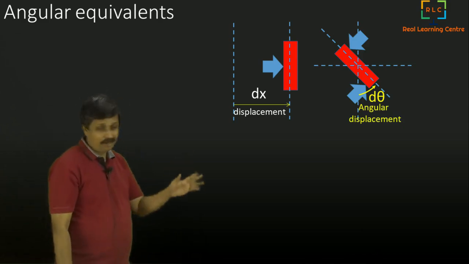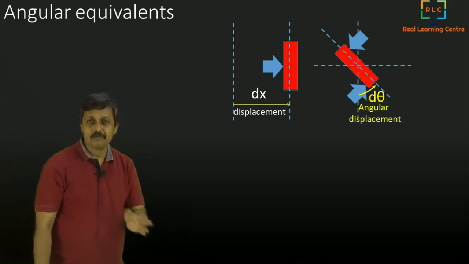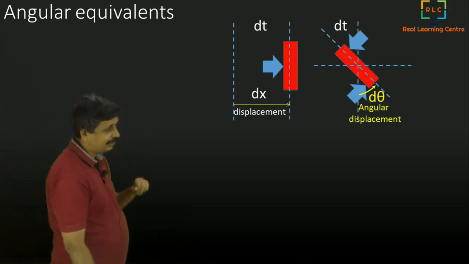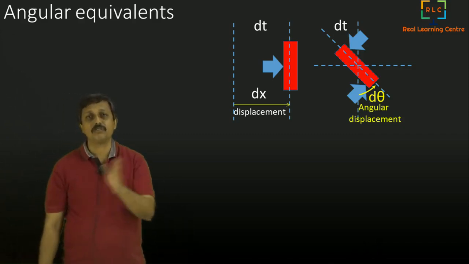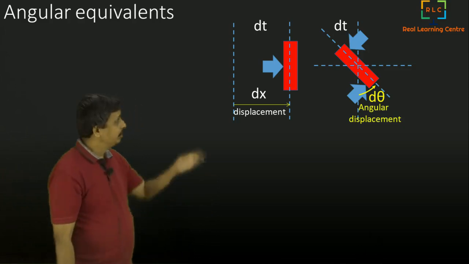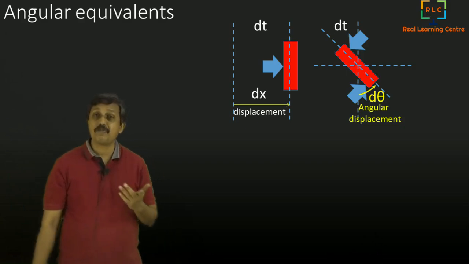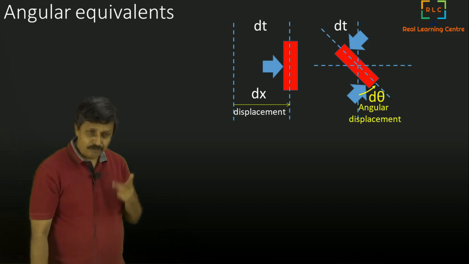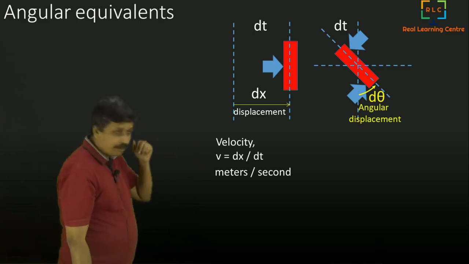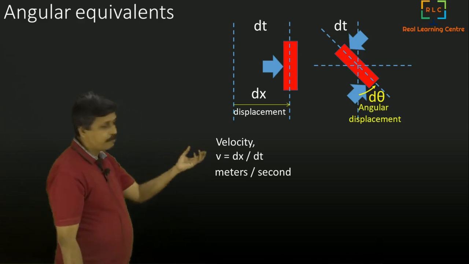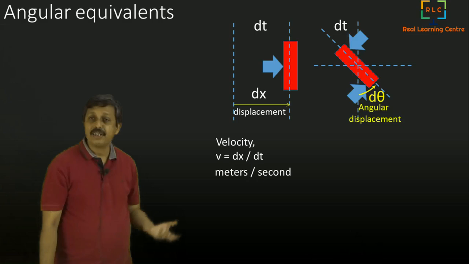Now, both of them happen in a time interval, because it takes some time to happen. We call that time dt. Dt is the change in time, from time t1 to t2. So dt is the time duration during which this displacement has occurred. Then in our regular motion, we say that velocity is displacement divided by time, which is dx by dt. It is measured in meters per second, which we already know.